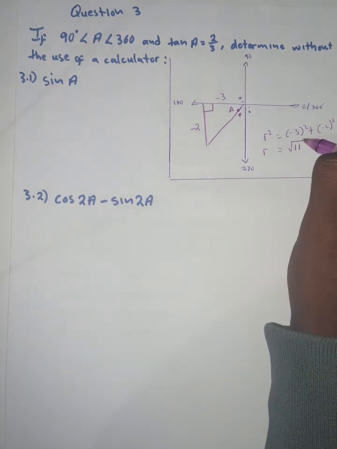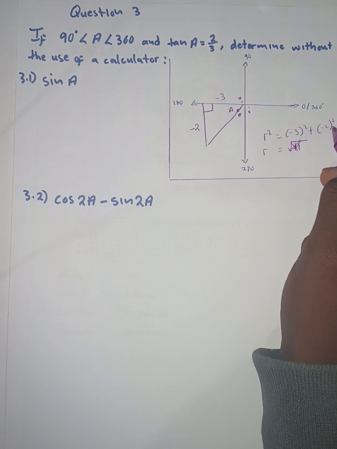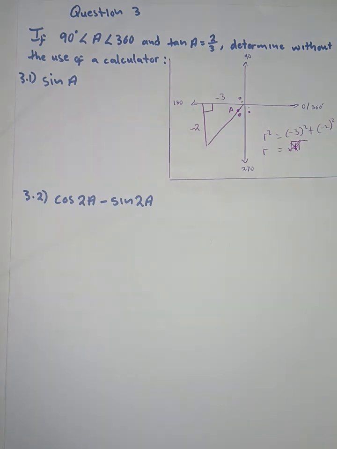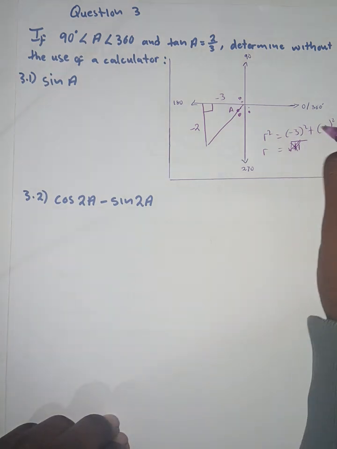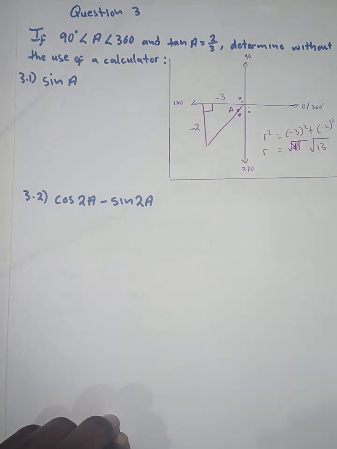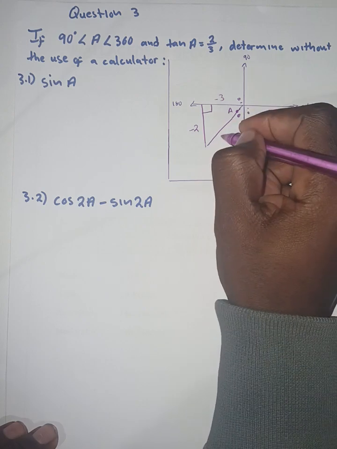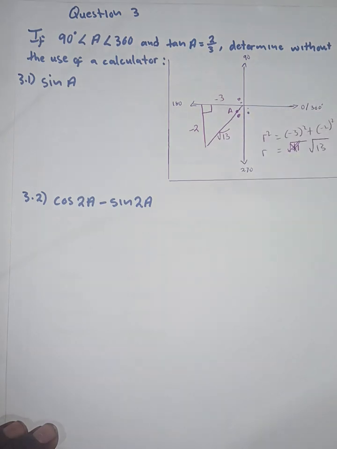Actually, I think that's not actually 11. So we know that 3 squared, that's 9, plus 4. Let me just not write something else. So this would be plus 9, so this would actually be 13. Forgive me, ladies and gents. So this would be 13, square root of 13.